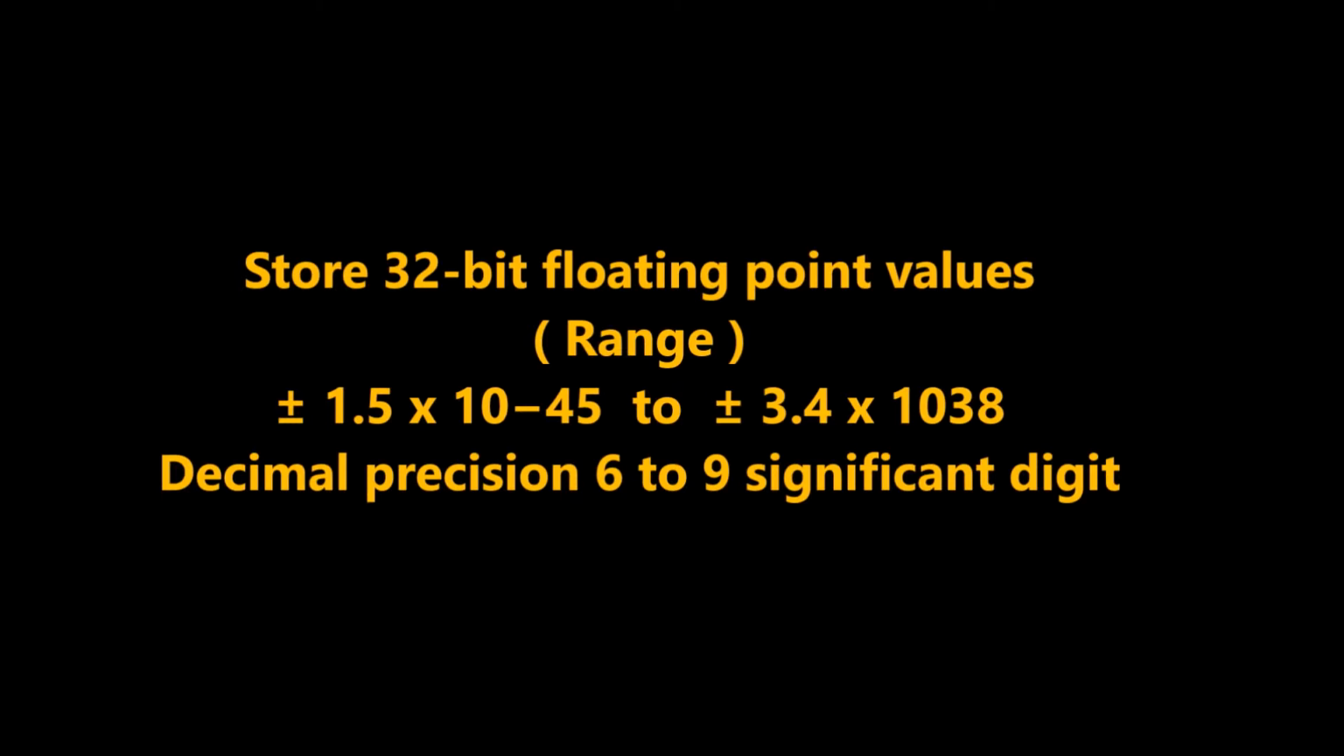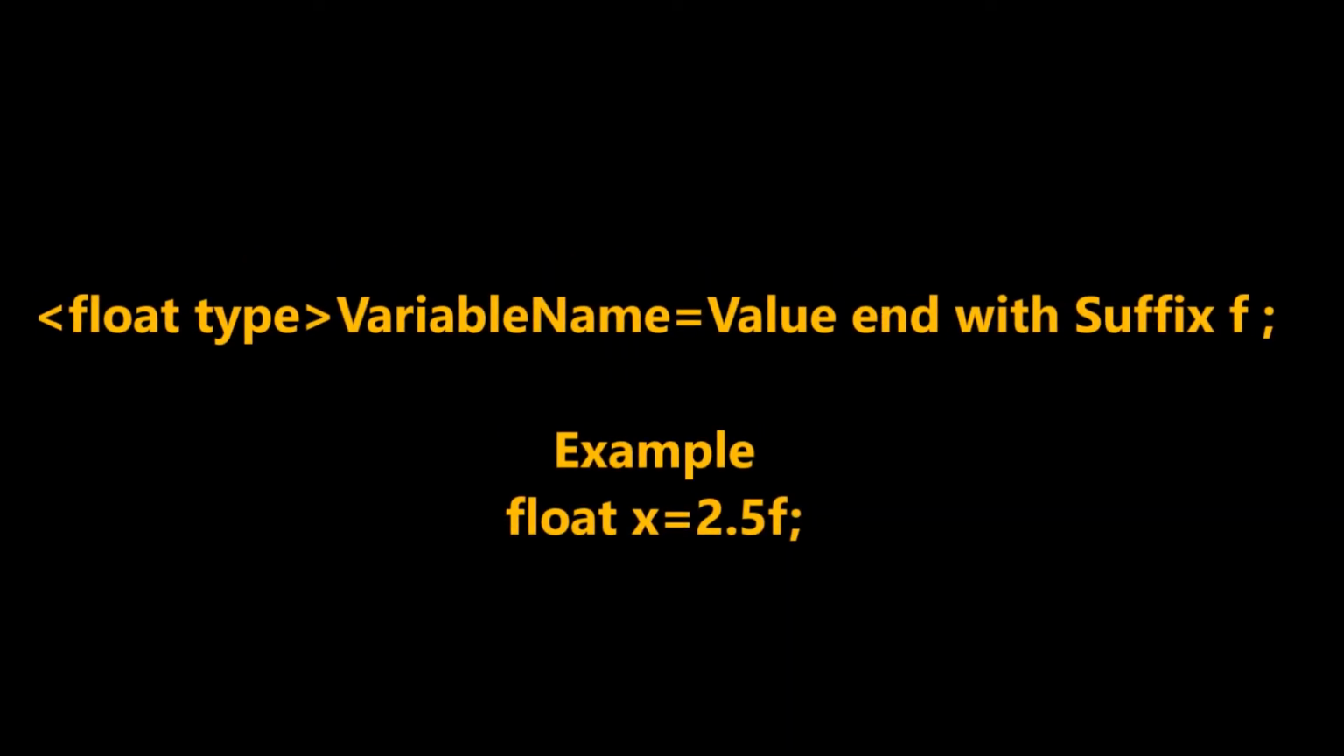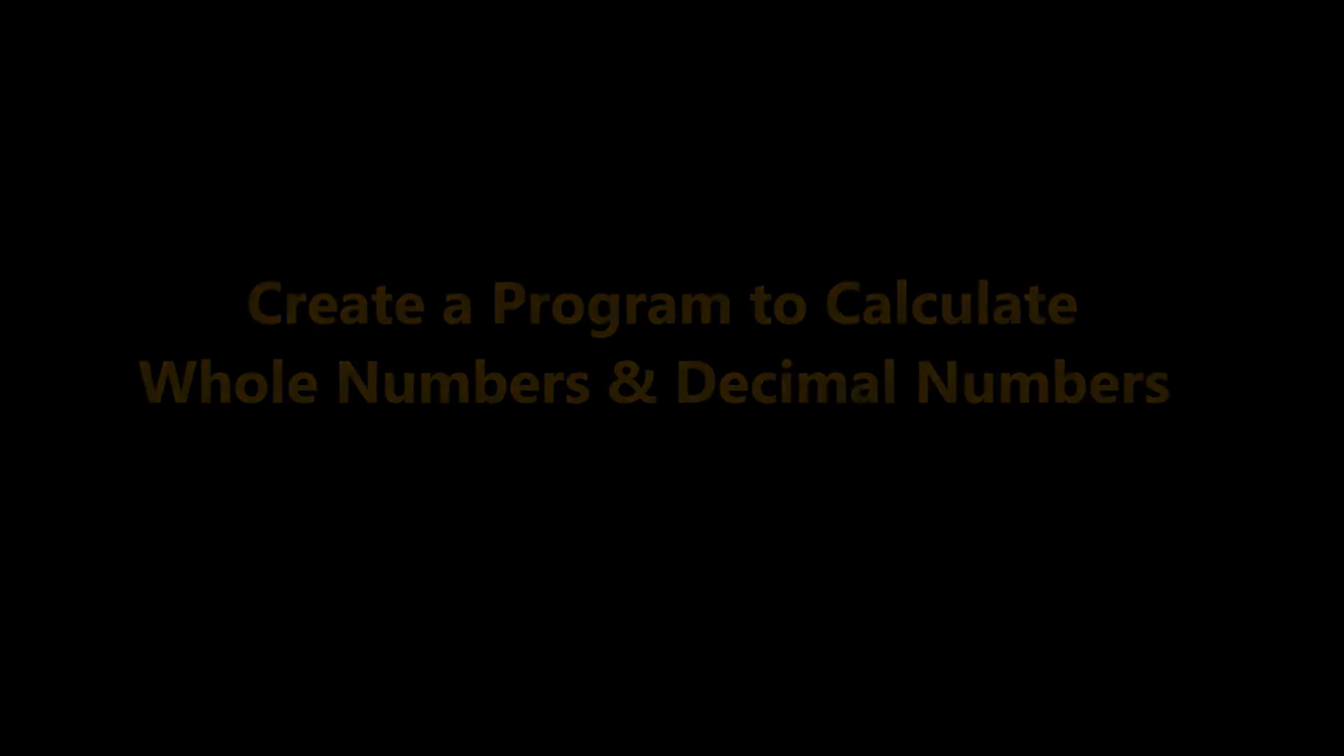To declare float value, simply define the float type with the variable name and assign the float value with the suffix f at the end of the decimal value and semicolon. Let's take an example to understand float data type. So first assume that you have to create a program which can calculate whole number and decimal numbers. Then how will you do this? So let's see an example to calculate two different values.